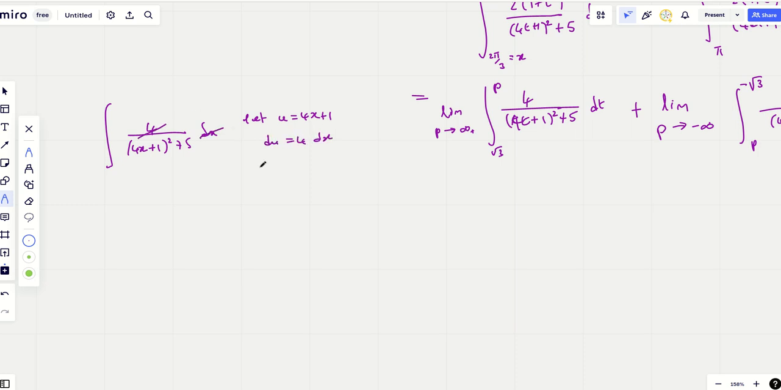In other words, the 4 dx is going to become a du, so it's going to be 1 over u squared plus 5 du. And can you see now why that ends up integrating to 1 over root 5 arctan of u over root 5, yeah? And that's why we get what we do, which is 4t plus 1 over root 5.